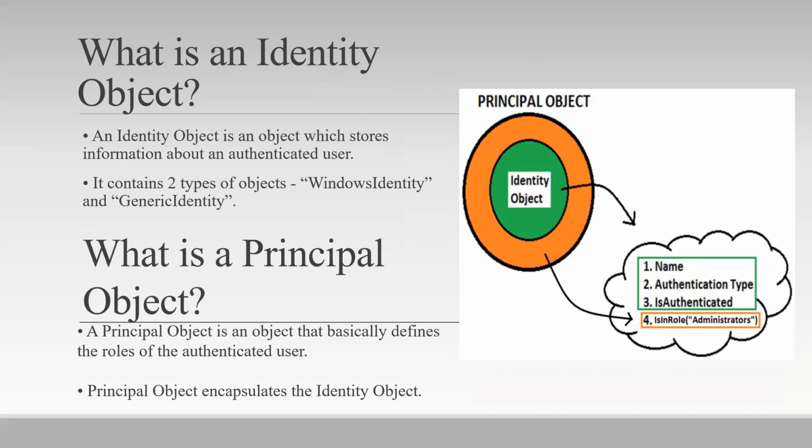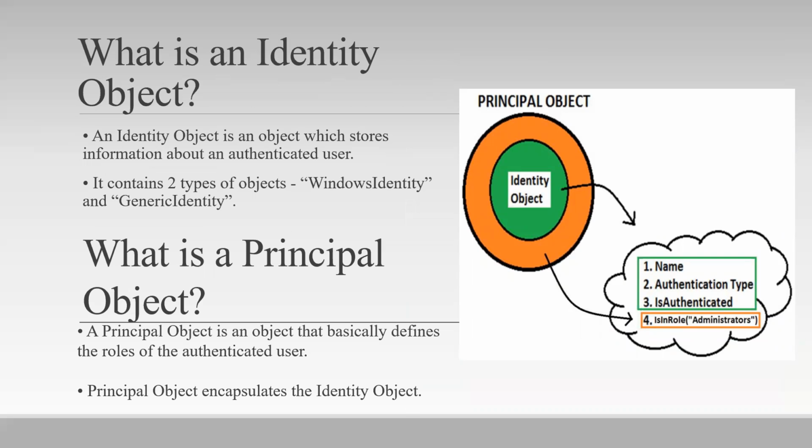We have a concept of identity object and principal object. So let's understand that. An identity object is nothing but an object in .NET which stores information about an authenticated user. On the right hand side, you can see an example. An identity object basically stores the information about the authenticated user, like the name, authentication type, and whether the user is authenticated or not. And it contains two types of objects, Windows identity and generic identity.